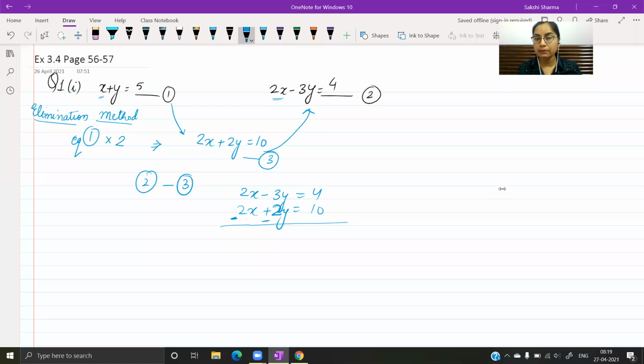This becomes negative, this becomes negative, this becomes negative. And 2x minus 2x, the term containing x eliminated. Minus 3 minus 2 becomes minus 5y. On right hand side, you have minus 6.